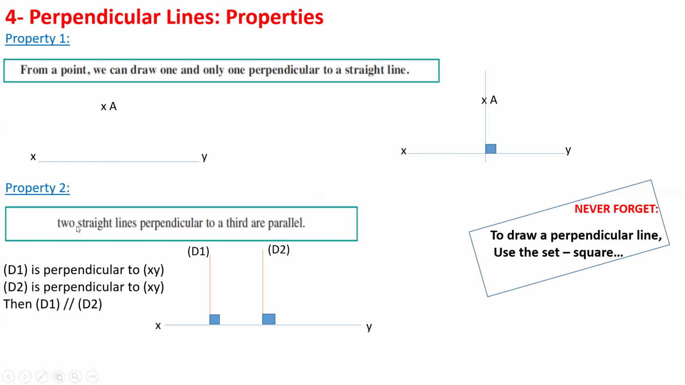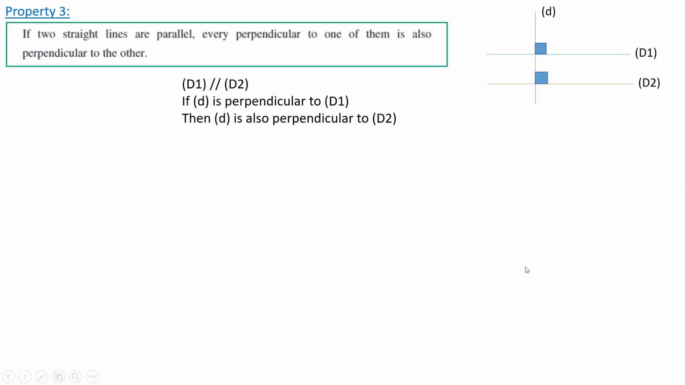Property number 2, if two straight lines are perpendicular to a third, they are parallel. For example, if I have a straight line XY, D1 perpendicular to XY, D2 is perpendicular to XY, then D1 and D2 are parallel to each other. So if two lines are perpendicular to the same line, these lines become parallel to each other. Of course, we should never forget to draw perpendicular lines, we should use a set square.